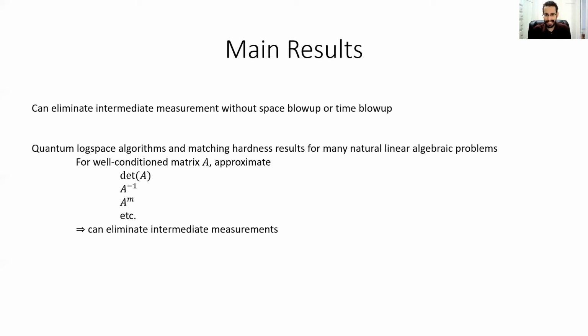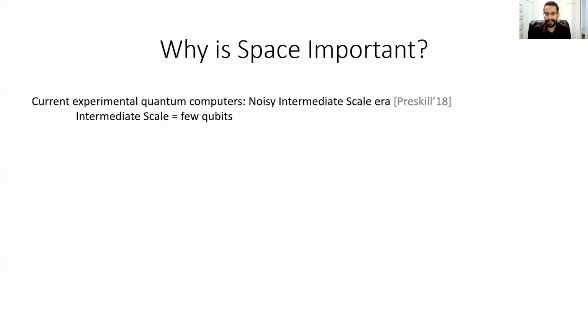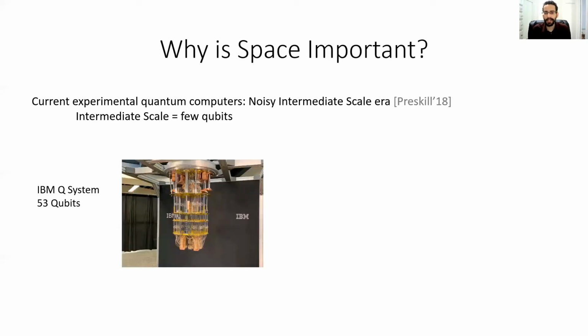But before we delve into the details of these results, let me first spend a minute trying to convince you that space actually matters in quantum computation. Now, after several decades of progress, experimental quantum computers have advanced to the point where we're now in what John Preskill calls the noisy intermediate scale era of quantum computation, where intermediate scale refers to the fact that these quantum computers have few qubits. For example, consider a current state-of-the-art quantum computer, IBM's Q system, which has 53 qubits.